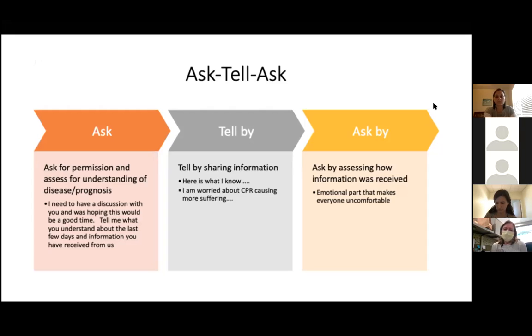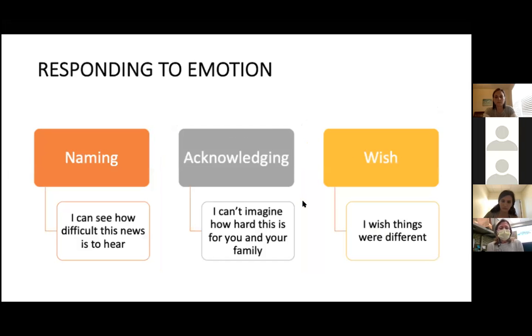And then you want to finish by the asking, and you ask by assessing how the information was received. And this is really saying to the patient, tell me what you understand by what we just talked about. And Sam, if you can go to the next slide. This ask usually is very uncomfortable because it is emotional for the patient and for the parents. And it can get very uncomfortable for you as the doctor or provider that's asking this question.